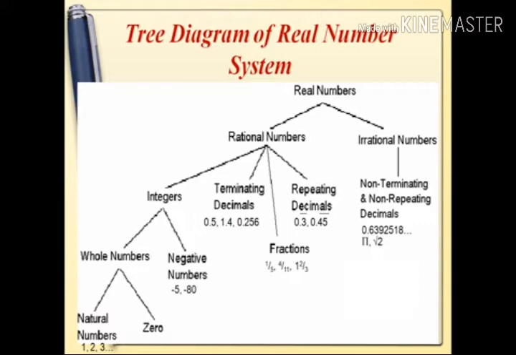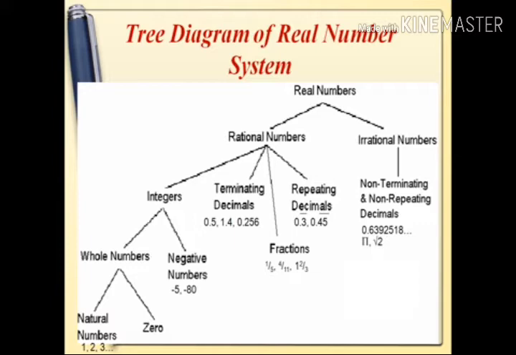Now, integers can be of 2 types, negative numbers and whole numbers. Whole numbers are 0 and natural numbers. I think you are able to get what a whole number is right now. Integers may be positive, may be negative. That is whole numbers and negative numbers. Terminating decimal means 0.5, 0.44, these all. And suppose some repetition is there, 0.3333, 0.454545, 0.5555. These are repeating decimals. And fractions I don't have to tell you, because 1 by 5, 1 by 4, those all are fractions.